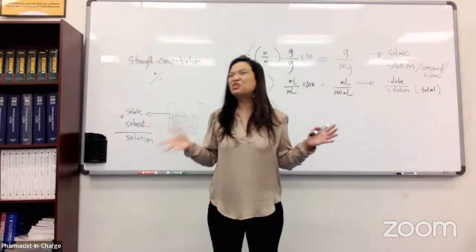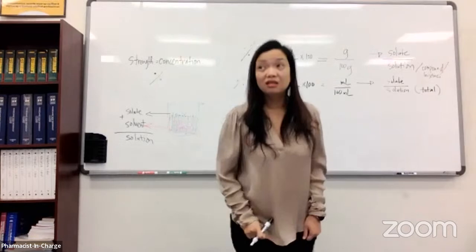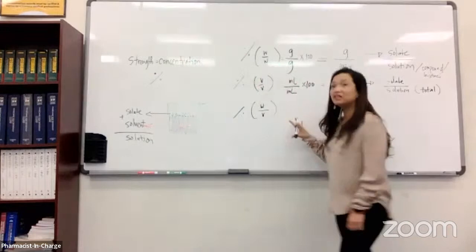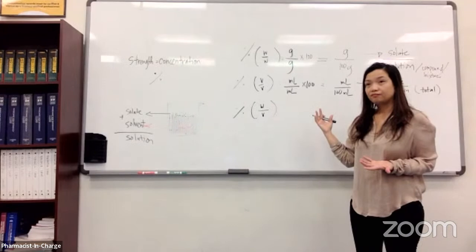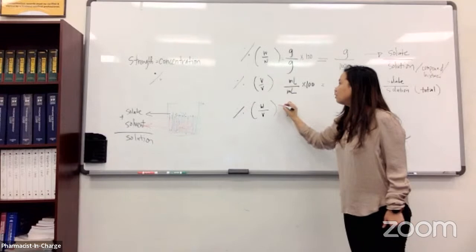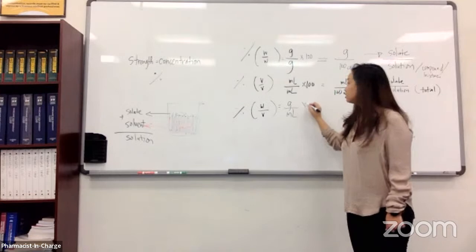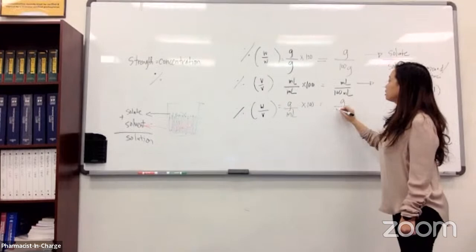Know that the universal solvent is water. I want you to know this, because it will lead to this as well. So in terms of percentage weight over volume, what do you think the units will be? It will always be gram over mL. You want to make it a percentage, what do you do? Multiply it by 100. Is gram over 100 mL the same as gram over mL times 100? Yes, exactly the same.